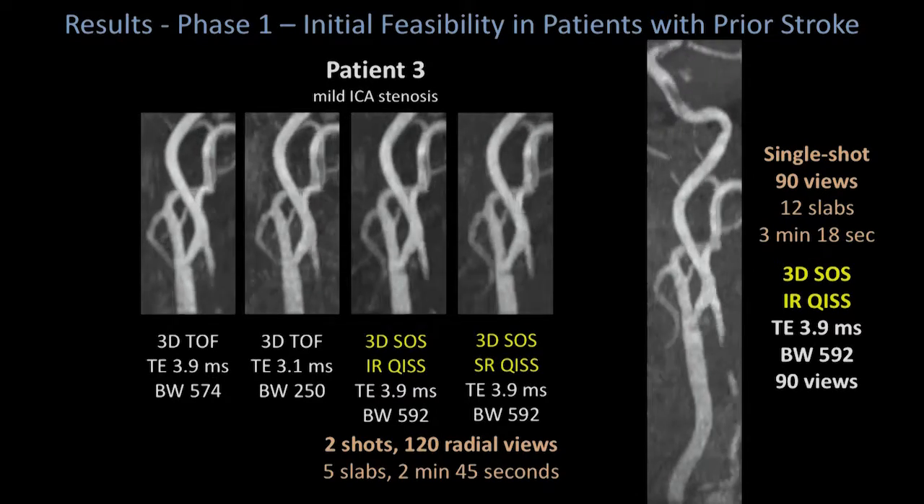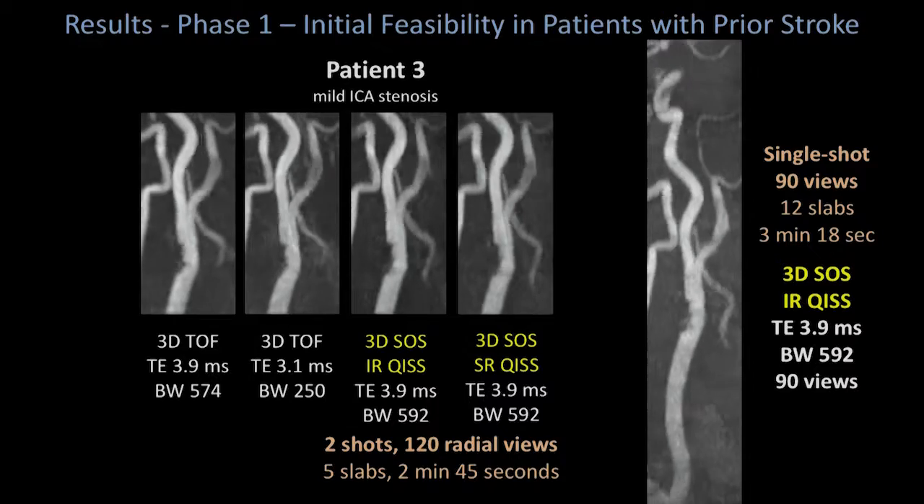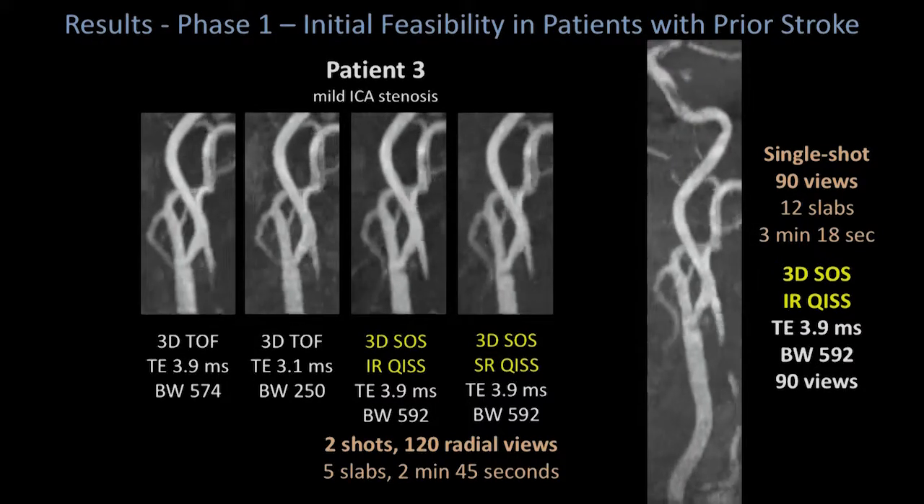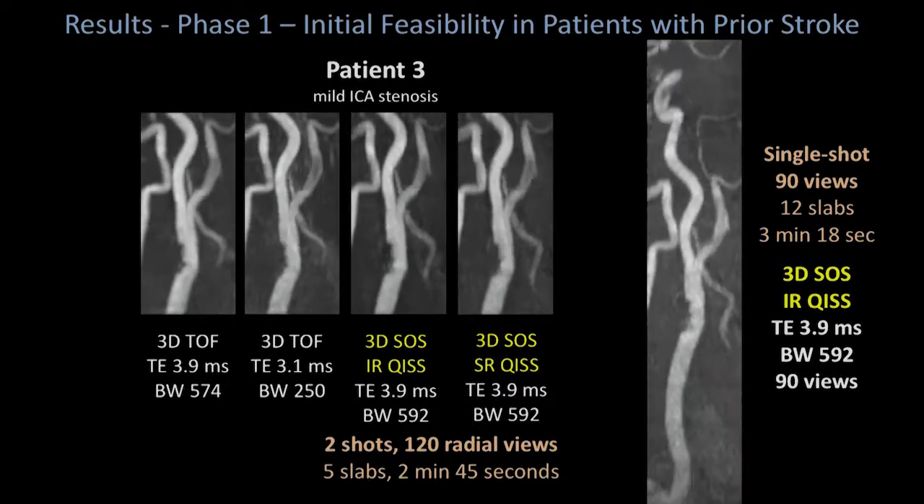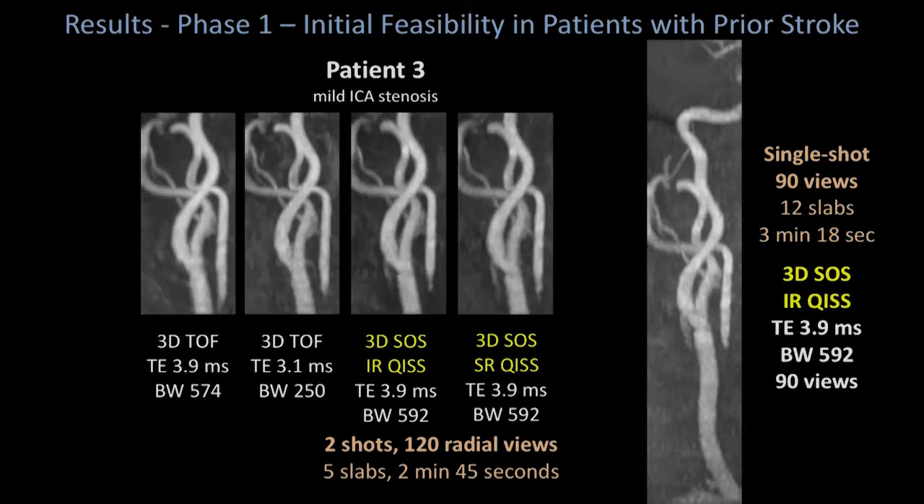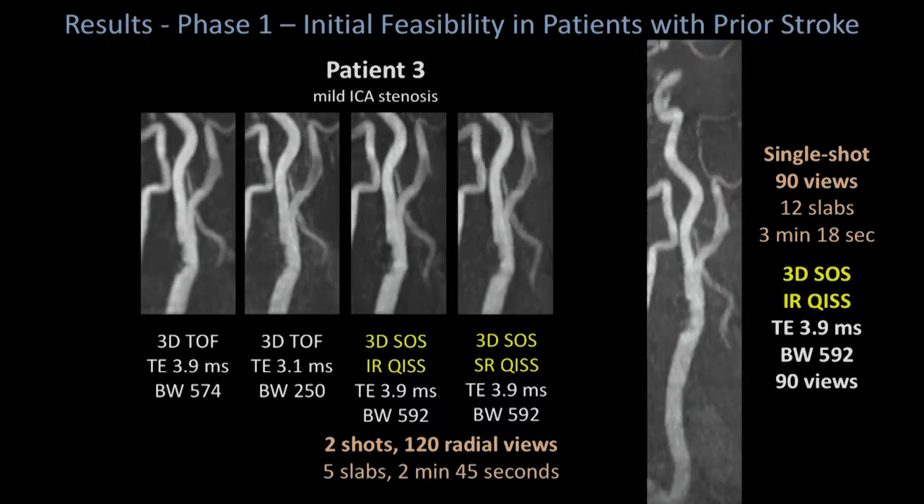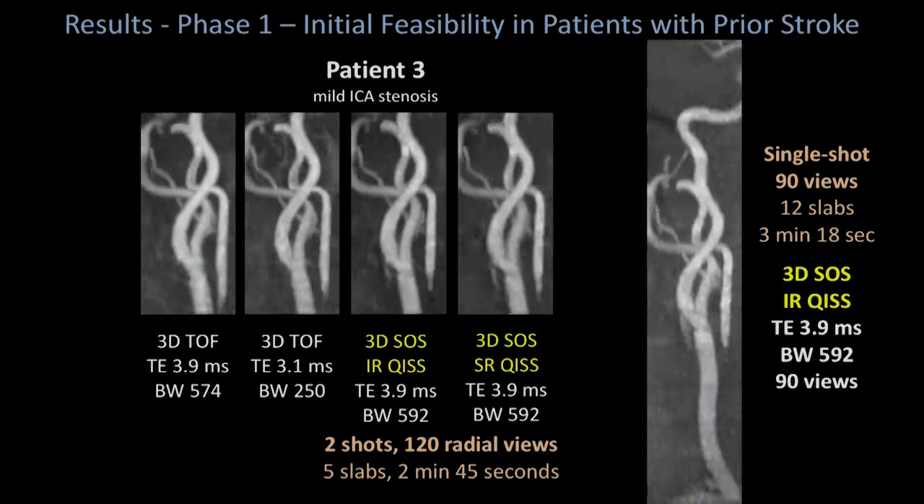In this patient, we also tried a single-shot acquisition, thin slab stack of stars QISS, which was acquired in 3 minutes. We were encouraged by this image quality, and by the amount of anatomy we can cover in that time. So we essentially focused phase 3 of our study on this single-shot strategy.